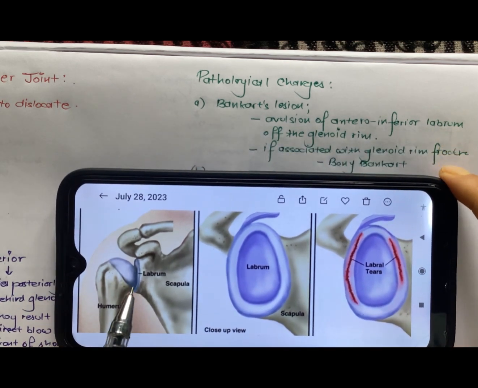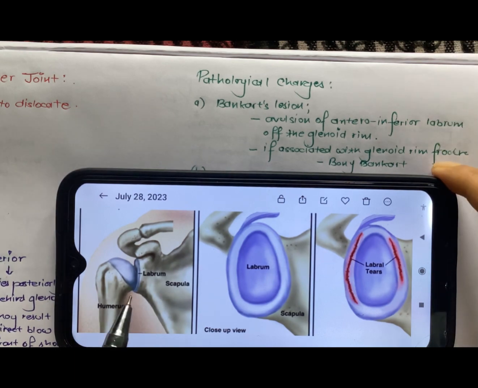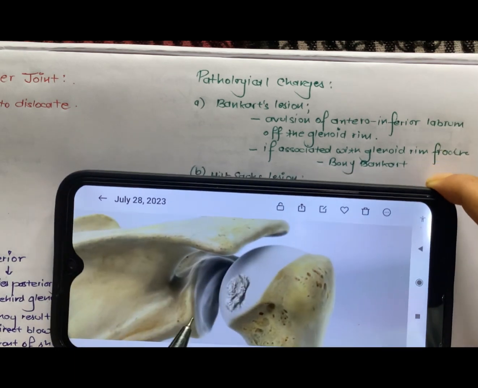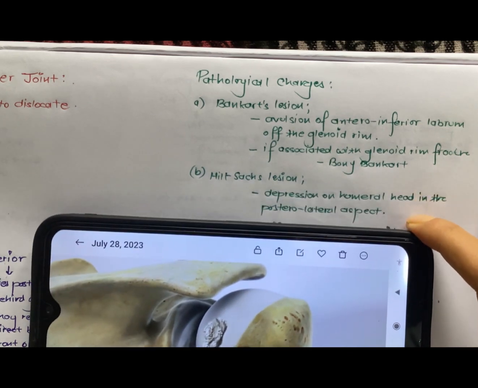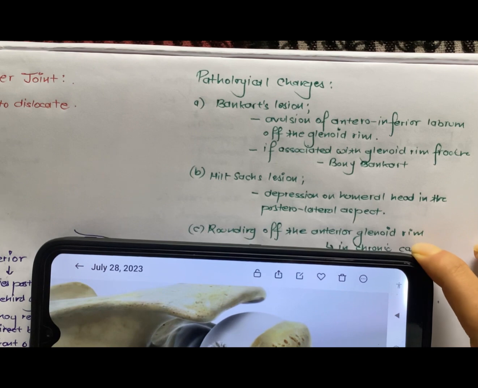And if this is associated with glenoid rim fracture, and if fracture is also associated with it, then it is known as bony Bankart. And now talking about the Hill-Sachs lesions. Hill-Sachs lesions are nothing but the depression of the humeral head. Look at this. This is the depression on the humeral head in the posterolateral aspect. So, Hill-Sachs lesion is the depression on humeral head in the posterolateral aspect.